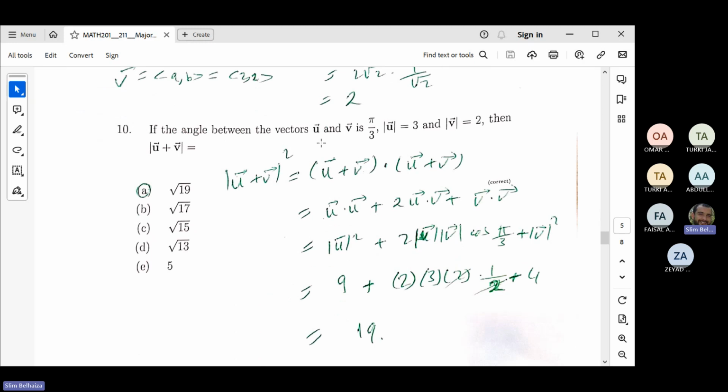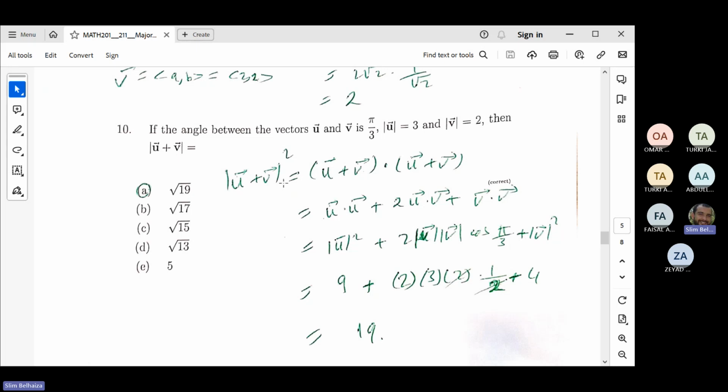If the angle between the vectors u and v is pi over 3. Now, this question is a little bit delicate. Please stay focused, because we need some properties here. If the angle between u and v is pi over 3, and we know that the magnitude of u is equal to 3 and the magnitude of v is 2, then what is the magnitude of u plus v?